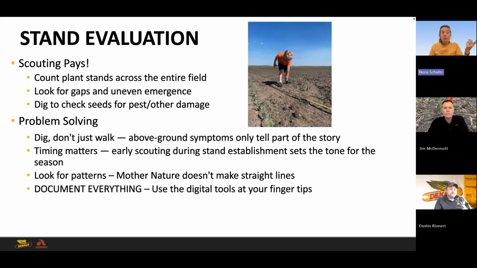I'm also a fan of looking for patterns. Mother Nature doesn't make straight lines. If there's a straight line across the field, a human probably made it, which then goes into my next point of use your digital tools, guys. Look at layers that growers are making, especially, I got to say it, in Deere, it actually takes more work to not document what a grower is doing than it does to make the document and have it show up in Ops Center. It takes conscious effort to not document the work. So use the digital tools at your disposal, document what you're seeing.